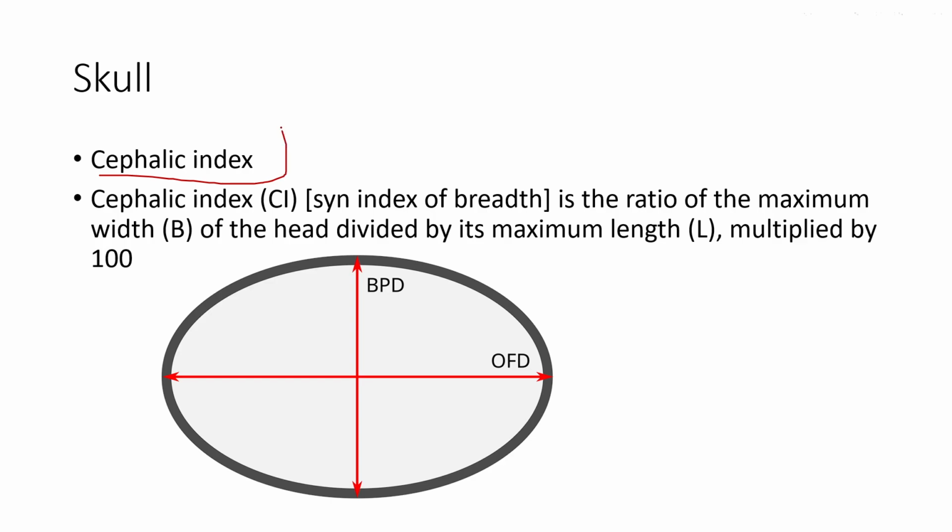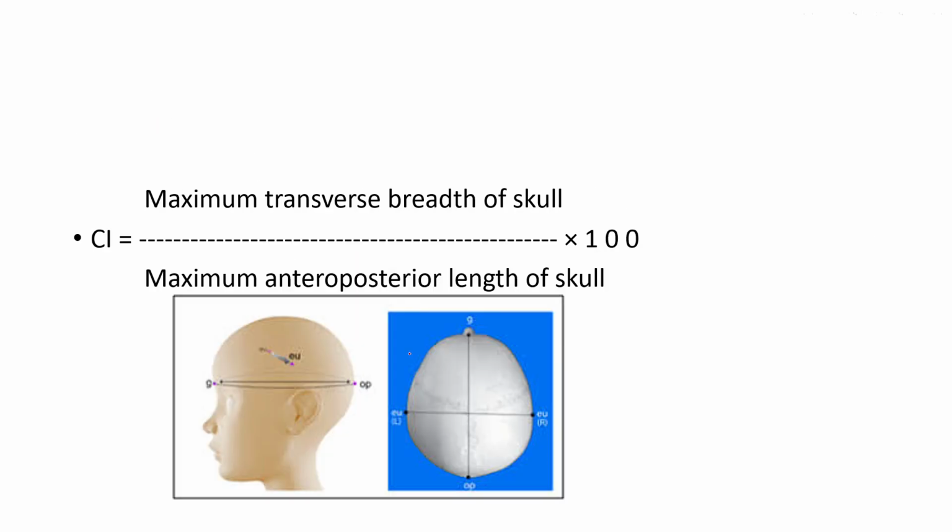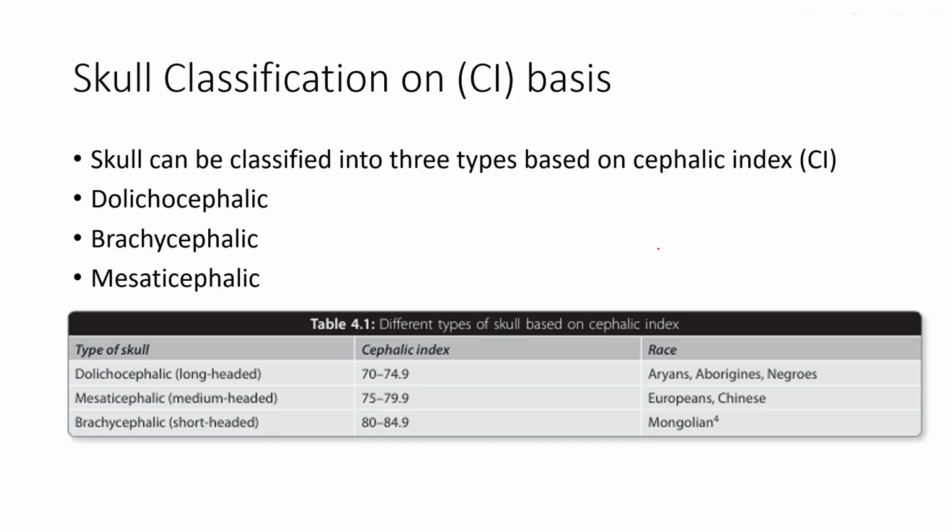The first and most important is the cephalic index. The cephalic index is the ratio of the maximum width to the maximum length of the skull, multiplied by 100. We take the maximum anterior-posterior length and the maximum width of the skull, divide them, and then multiply by 100. We will have specific numbers, and these numbers are very static for race identification.